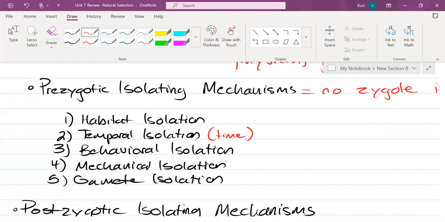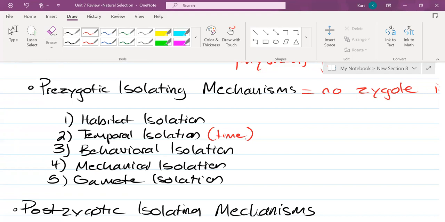Behavioral isolation. Different courtship patterns, different dances or songs or different courting behaviors. Let's say that an alligator growls when it's trying to attract a mate. Well, if you are a rattlesnake, you're not looking for growling. Rattlesnakes attract a mate in a totally different fashion.